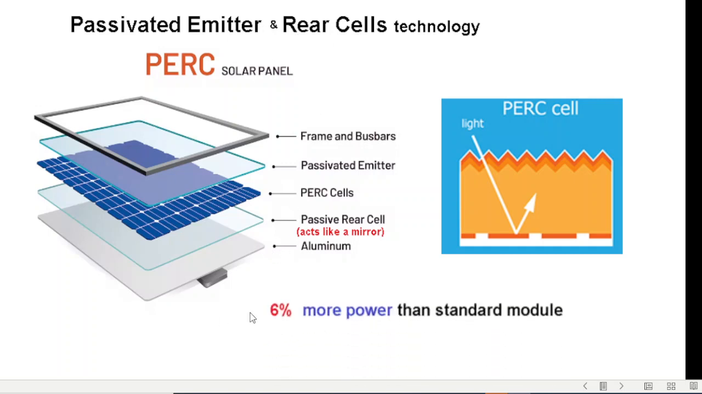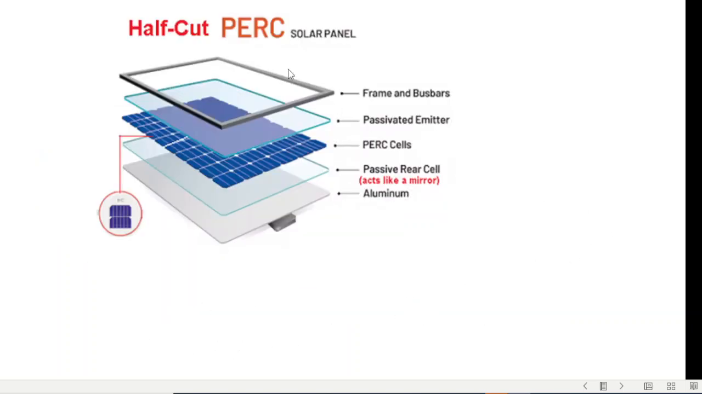And in this case, there is about 6% more power than the standard cell. Then somebody thought of combining both half-cut and PERC cell. So the mirror glass is here, and the cells were divided into two parts. So the advantage of both half-cut and PERC, and this has become the more efficient cell.